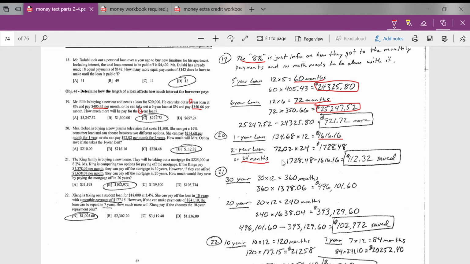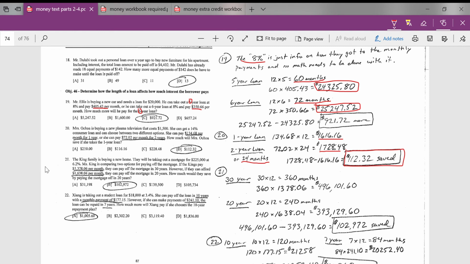So that means 24 payments, and you're doing $72.02. So I took $72.02 times 24. The total cost for the 2-year loan is $1,728.48. It just asks to find how much to save on the better plan, the 1-year plan. You just subtract them, and again, you get your answer. You'll save $112.32.